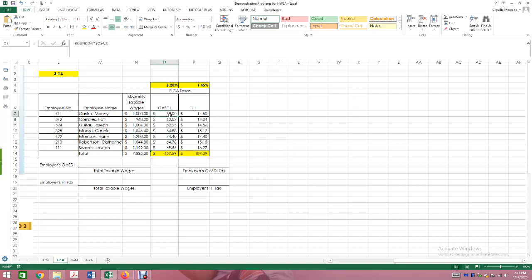Once you do the formula in the first cell, you anchor the amount that you want to stay, not change. Then you just drag them down and they'll give you the amounts for each of the employees.